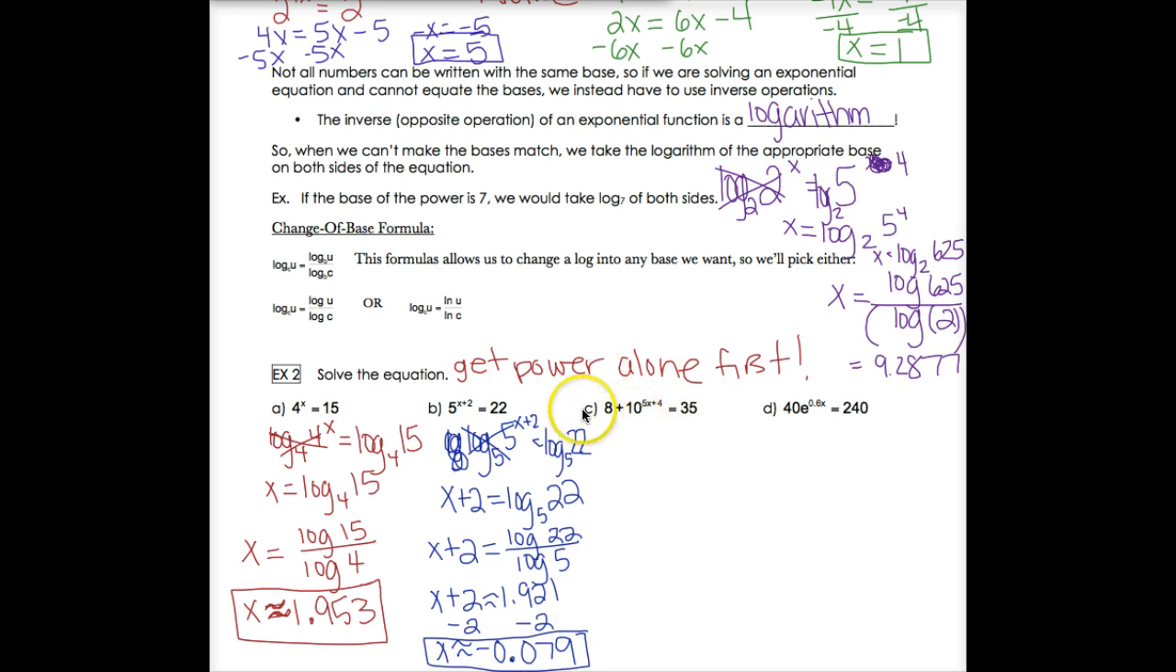All right, C. This one is not alone first. You need to get this by itself first before you take your log. So that's the hint I'm going to give you. I want you to try this one on your own. So try C here on your own. Get the exponential term alone first, and then take your logs, and then unpause it to see what you've got.